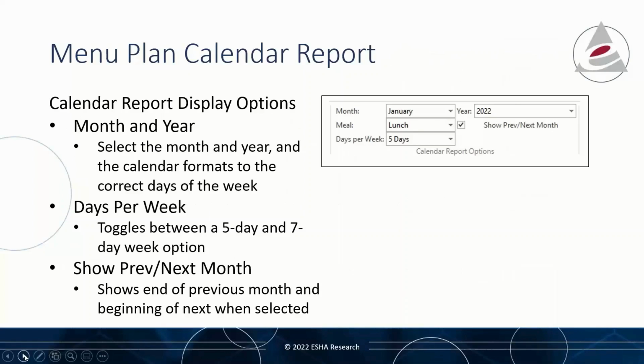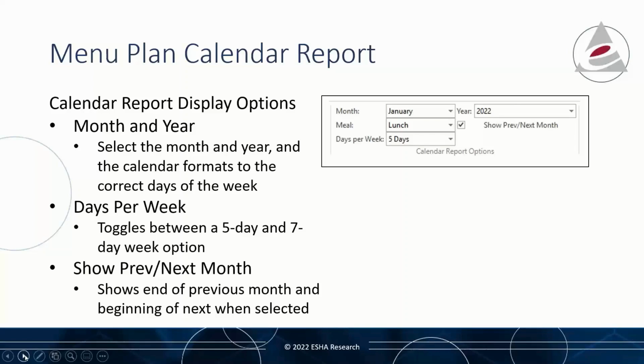Because menu plans are commonly presented in terms of calendar days, the menu plan calendar report is available to help present information based on a month of menus. The calendar report is designed to be displayed on 1 page, and the display options include month and year. So by selecting the month and the year, the calendar formats to the correct days of the week.